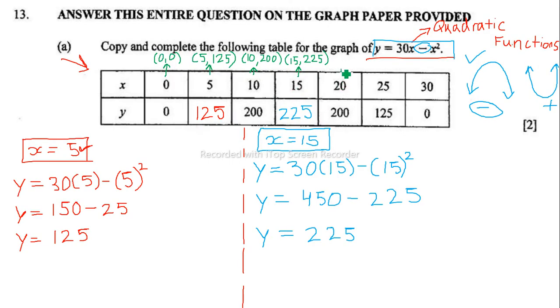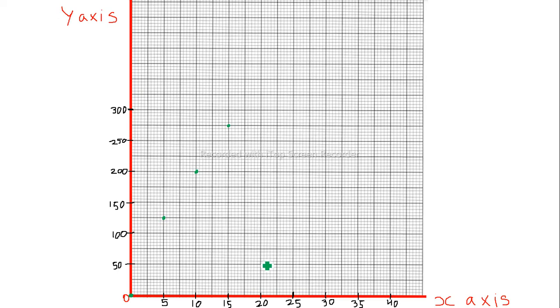Next up is 20 and 200. So that's going to be 20 and 200. So 200 is right here.